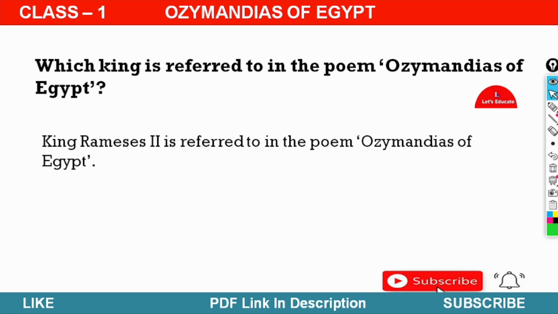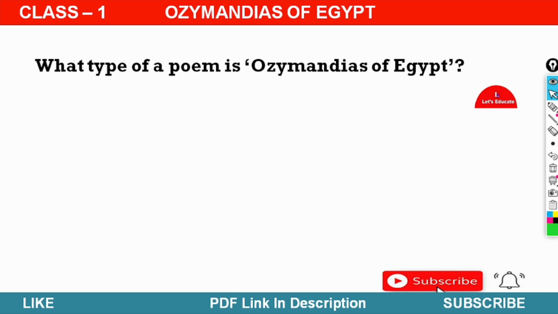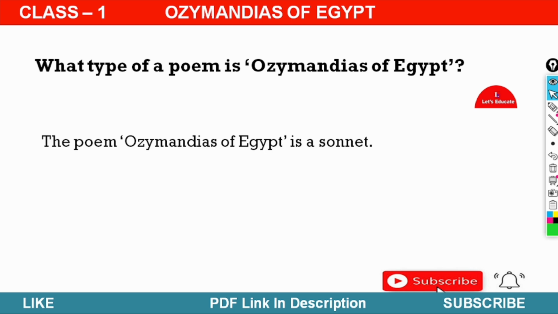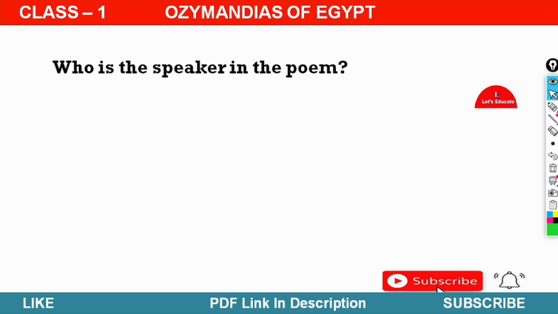Next question. What type of a poem is Ozymandias of Egypt? Answer is the poem Ozymandias of Egypt is a sonnet, okay, which is 14 lines. Next question. Who is the speaker in the poem?